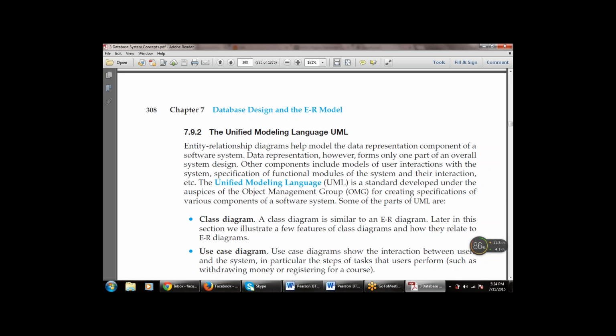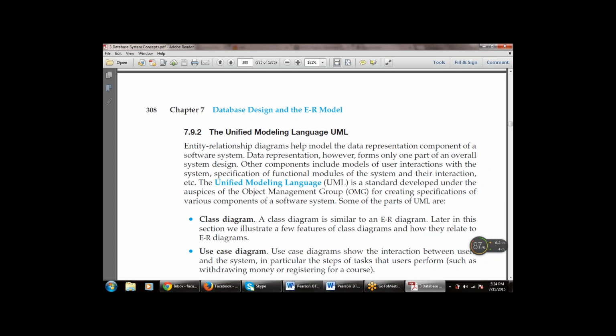The UML, the Unified Modeling Language, is a standard language developed under the OMG, the Object Management Group, for creating specifications of various components of a software system. Now, what are the various parts of the UML?